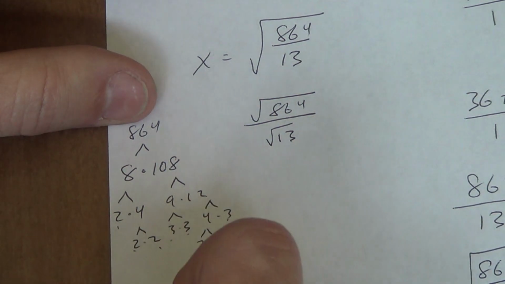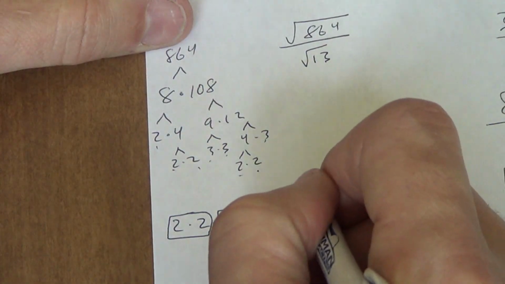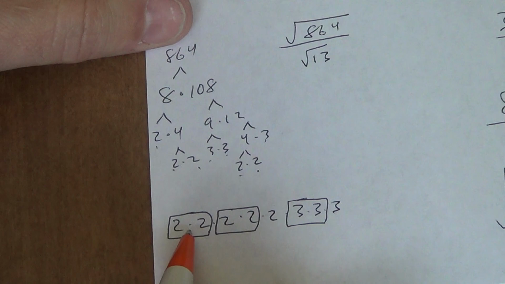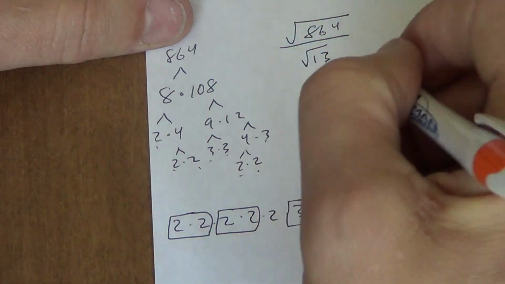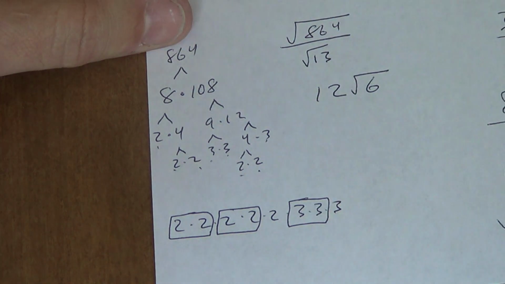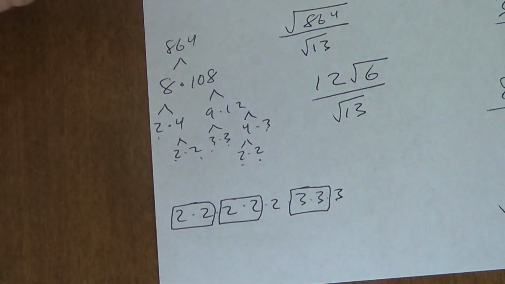So I got a pair of 2's, another pair of 2's, pair of 3's. Pairs go outside. 2 times 2 is 4. 4 times 3 is 12. 2 times 3 back inside is 6. Over root 13.